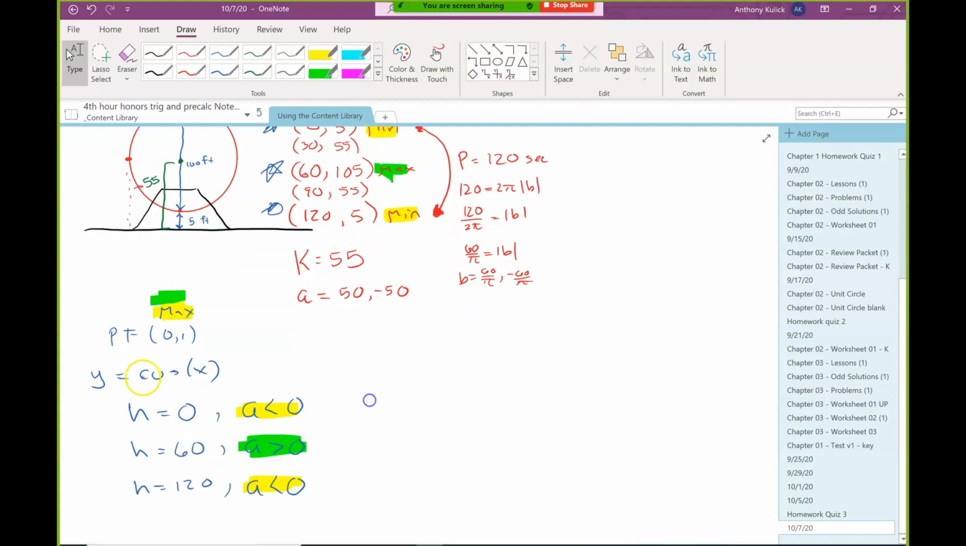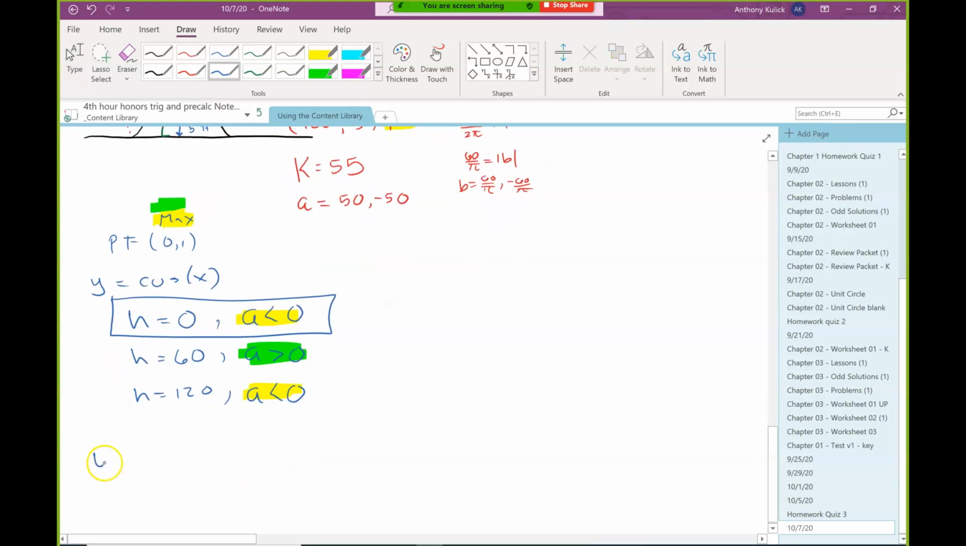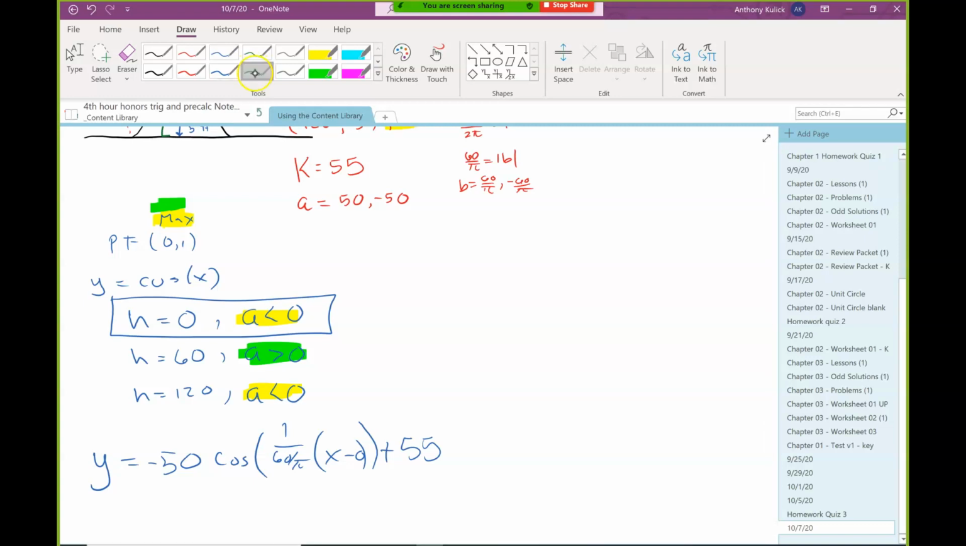So let's just say, for the sake of argument, we did this one. So we have y equals negative 50 cosine of the reciprocal. So, well, I'll write it as 1 over 60 over pi, x minus 0 plus 55. Is everybody okay with that answer? Okay.